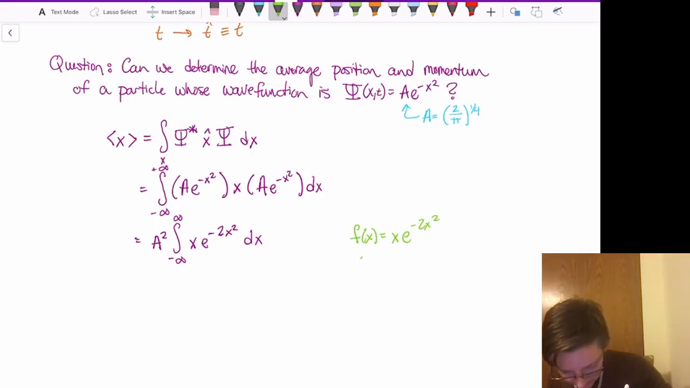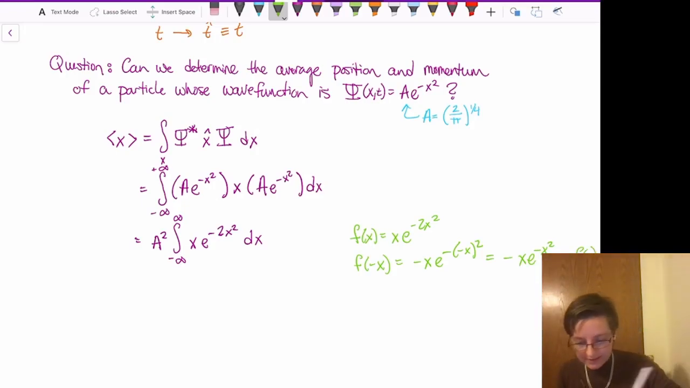If this is my function, that means that f of negative x is equal to, so I'm just going to put a negative sign anywhere I see an x, negative x e to the negative x squared, which is equal to negative x e to the negative x squared. Aha! That is my same original function, but with a negative sign out in front. That means that I'm dealing with an odd function.